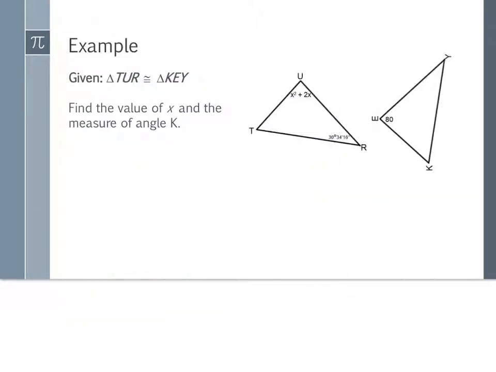And this is an example that has some algebra involved in it. We are given that triangle TUR is congruent to triangle KEY. Just for the sake of illustration, I'm going to highlight my corresponding parts in color. So angle T corresponds to angle K, angle U corresponds to angle E, and angle R corresponds to angle Y. Find the value of x and the measure of angle K.